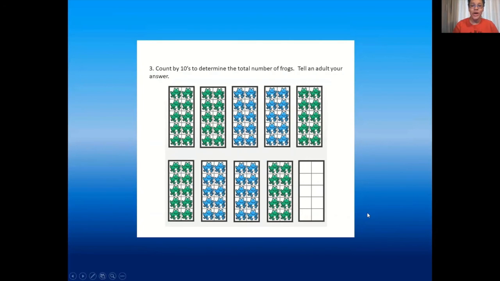Okay, so I hope you have fun working on your activity for today. Don't forget to count by tens starting at 0. Remember your 0. Okay? And happy counting.